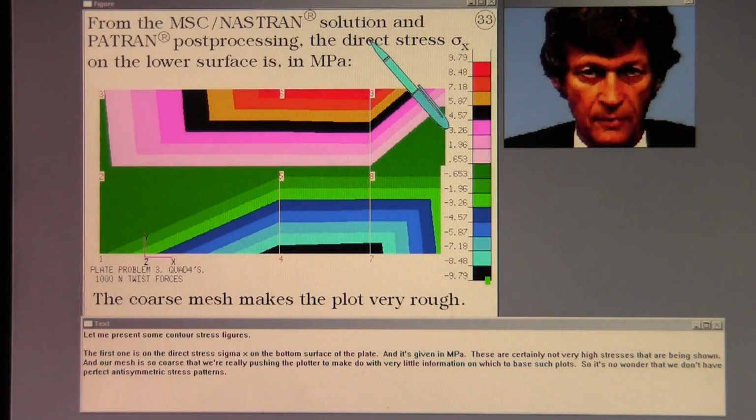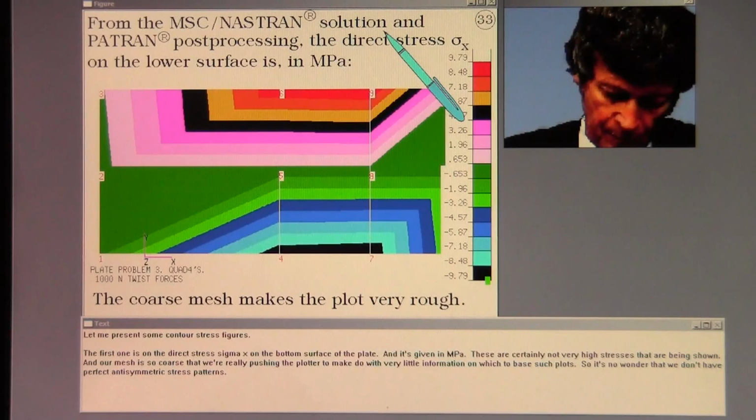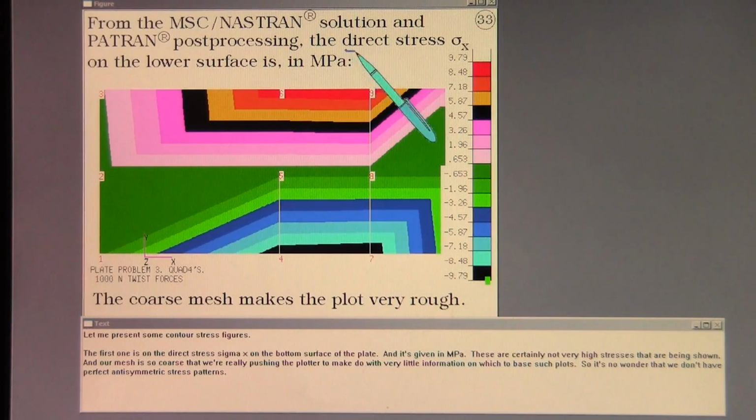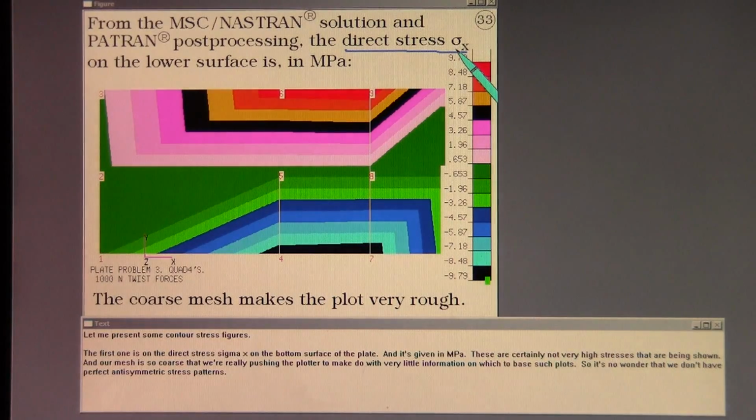Let me present some contour stress figures. The first one is on the direct stress sigma x on the bottom surface of the plate, and it's given in megapascals. These are certainly not very high stresses that are being shown, and our mesh is so coarse that we're really pushing the plotter to make do with very little information on which to base such plots. So it's no wonder that we don't have perfect anti-symmetric stress patterns.